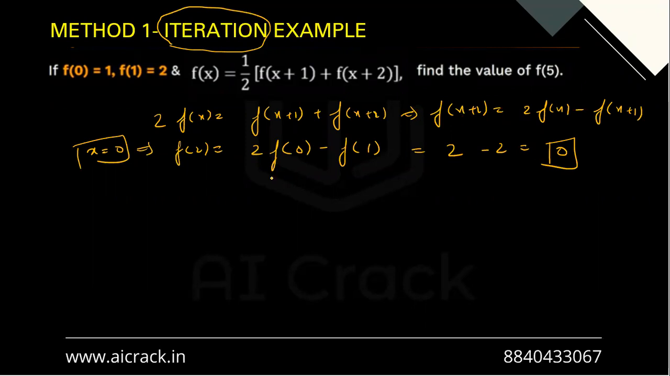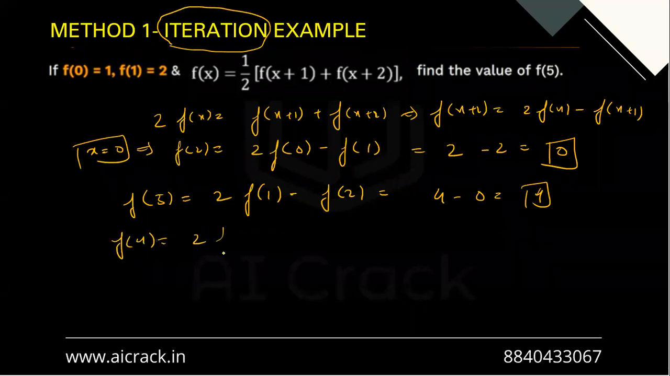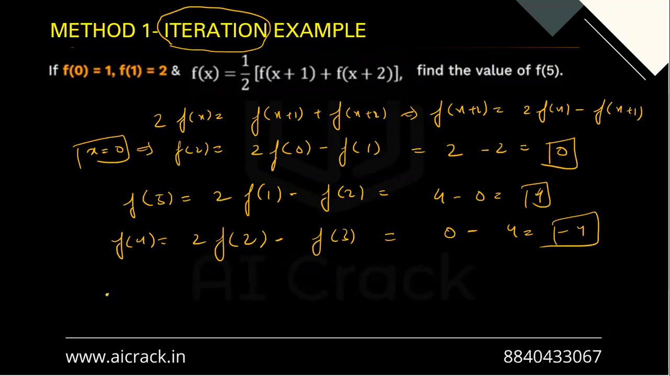Now we have got f(2) as 0. I'll again put x equals 1. So we'll get f(3) equals 2 times f(1) minus f(2). 2 times f(1) is 4, 4 minus f(2), which is 0, that is 4. Now f(4) would be 2 times f(2) minus f(3), right? Because I have kept x equals 2 here. Now 2 times f(2) would be 0, because f(2) is 0, minus f(3), which is 4, that would give me minus 4. And similarly, you can calculate f(5).